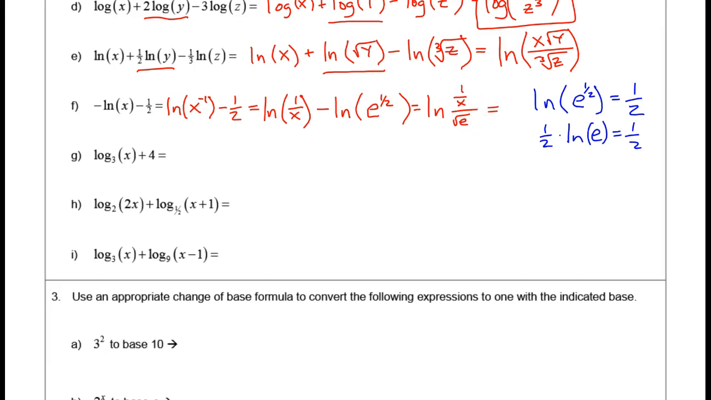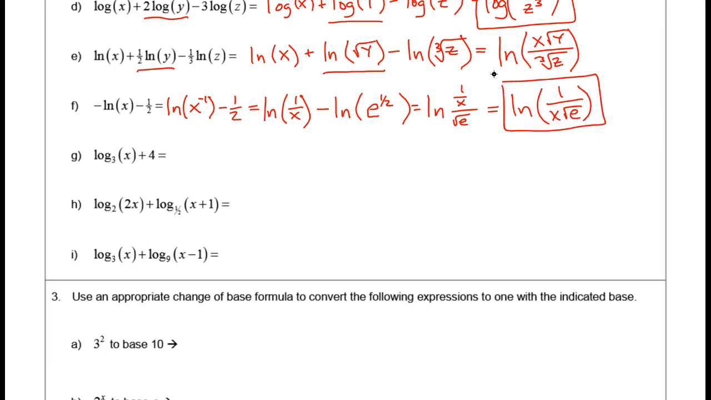And pardon my mess here, but we're going to get rid of this little bit of work we did here. And we're going to rewrite this as the natural log of, well, I have 1 divided by x divided by square root of e, which is the same as 1 divided by x times 1 over the square root of e. So this is going to look like this: 1 over x root e. And that's pretty impressive. That was a tricky one. That's our final answer. Let's see if we can move on and do a similar thing in the next example.